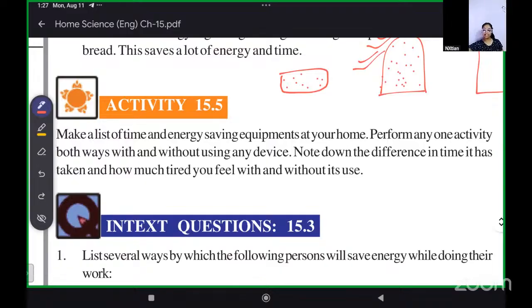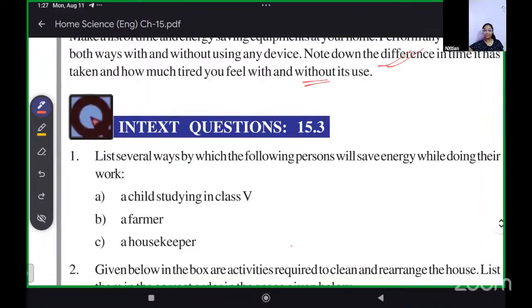This is an activity that you can try out at your home. You can wash your clothes by hand, and you can wash your clothes with a washing machine, and then you can note down what was the difference in the experience of both while you wash them by hand and when you wash them with machine, which took more time, which made you more tired.